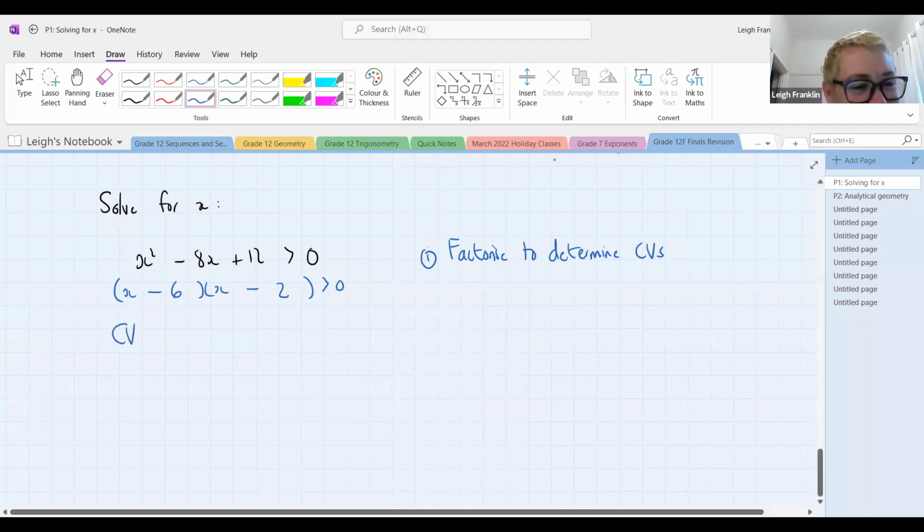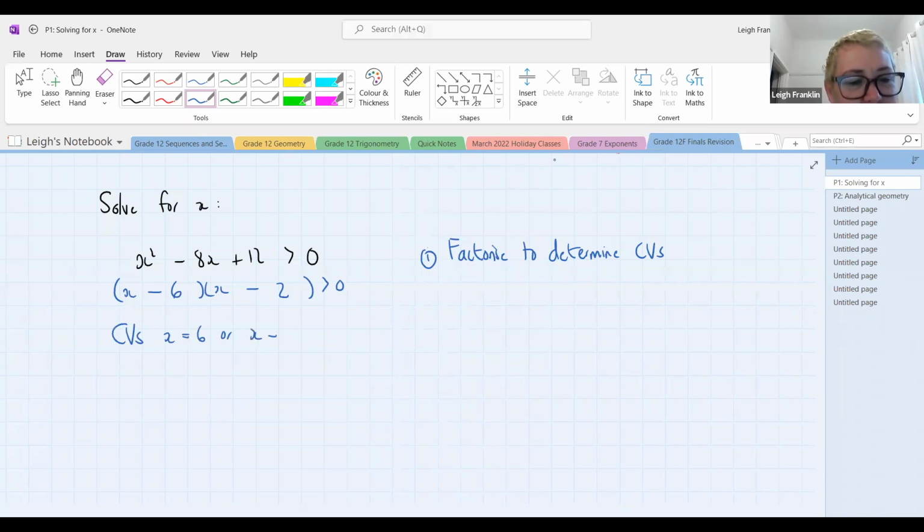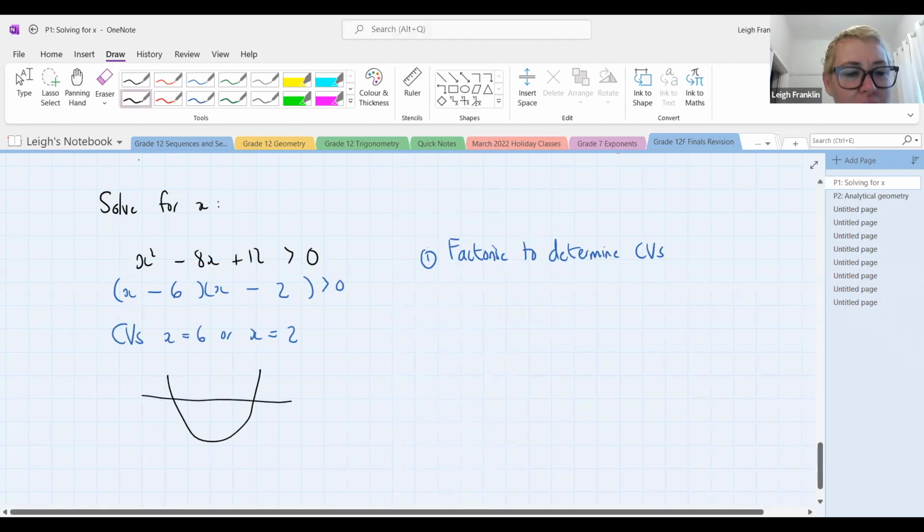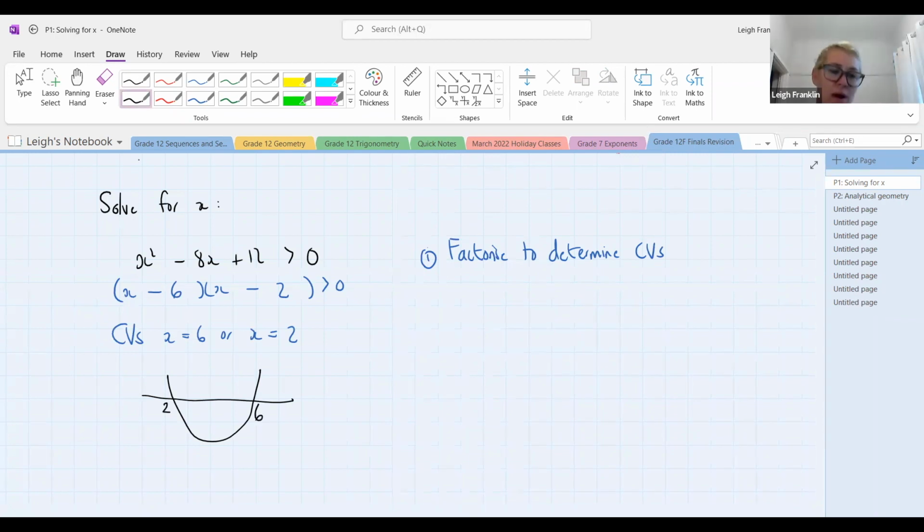So our critical values are going to be where x is equal to 6 or where x is equal to 2 in this case. All right, 6 and 2. So now we're going to draw our parabola. Our x-axis, smaller number goes on the left, bigger number goes on the right. Remember, our x-axis is a number line.